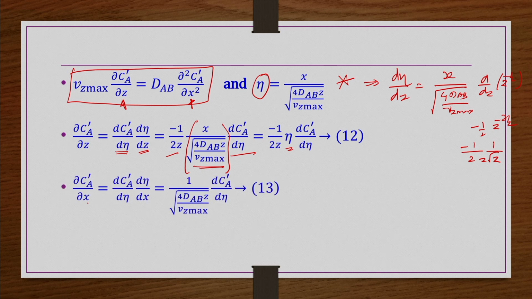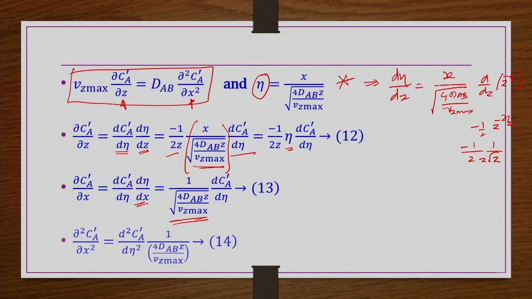Similarly, ∂Ca' by ∂x, if you do, that is ∂Ca' by ∂η, dη by dx. dη by dx is nothing but 1 by square root of 4 DAB z by Vz max, right. Now when you are doing the differentiation of η with respect to x, z has to be treated as constant. Similarly, when you are doing the differentiation of η with respect to z, x has to be treated as constant, like in partial derivatives. Then this is what we have. So, once again, if you differentiate with respect to x, this equation, you get this form.